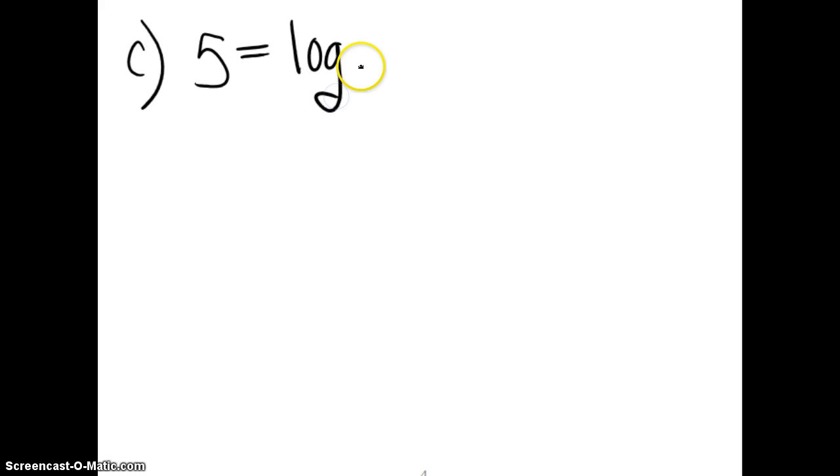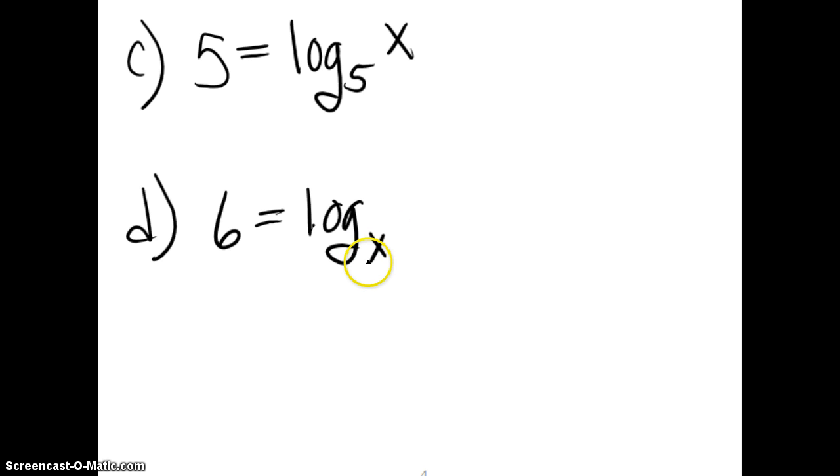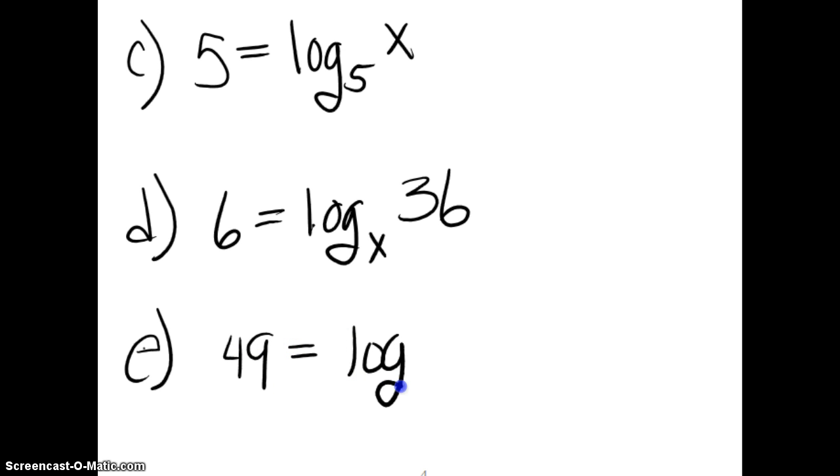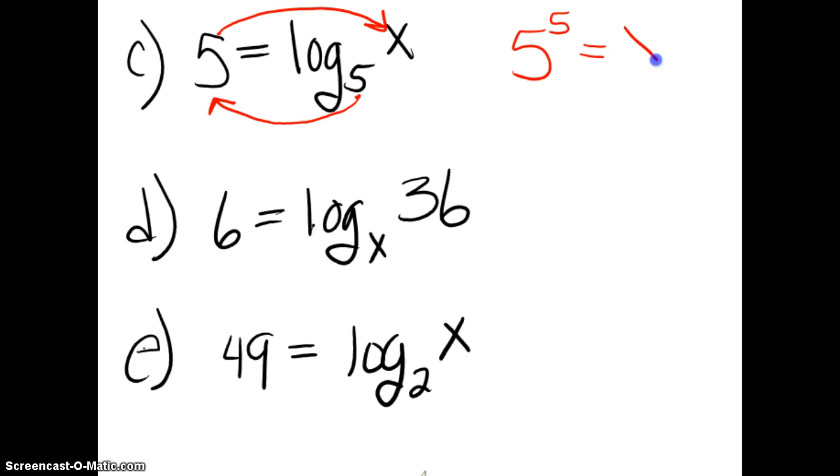5 equals log base 5 of x. 6 equals log base x of 36. And finally, 49 equals log base 2 of x. And now I want to convert. So I want everybody to go ahead and do it. From the bottom point, up and over. Remember, that stopping point is your equal sign.